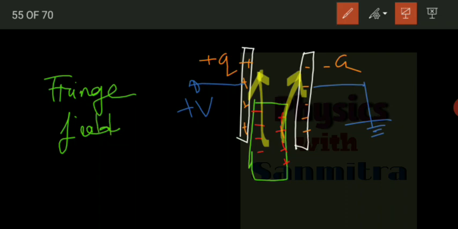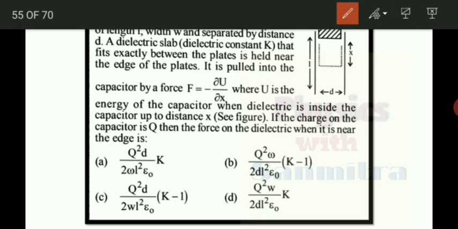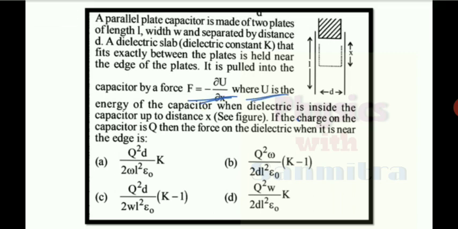This is the fringe field effect. That means this field, which is actually fringing out, that field, the vertical component, will actually pull this block up, and that force we will find like this. At first we'll find the potential energy U, and then we'll differentiate with respect to X to find it out.